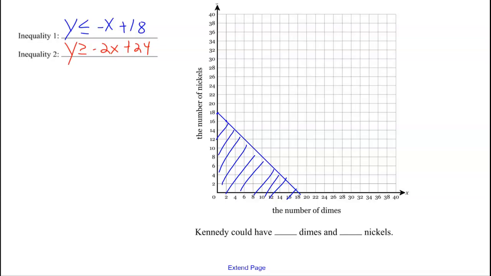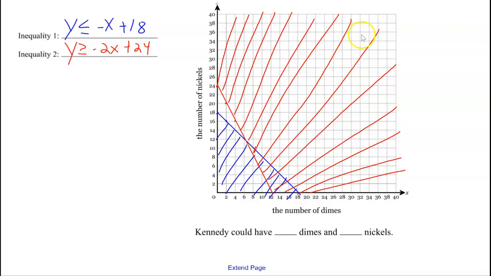Alright, now we're going to do the other one. We're going to start at 24. It's negative 2, so I'm going down 2 and over 1. Now, here's the deal. I'm saying going down 2 and over 1 because I'm counting the blocks. But notice that the graph is in twos, so it's really going down 4 and over 2. But don't get too caught up in that. So going down 2 and over 1, I'm going to make a solid line because it's equal to, and because it's greater than, we shade above and go up.